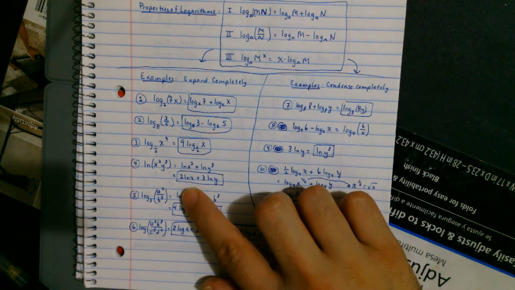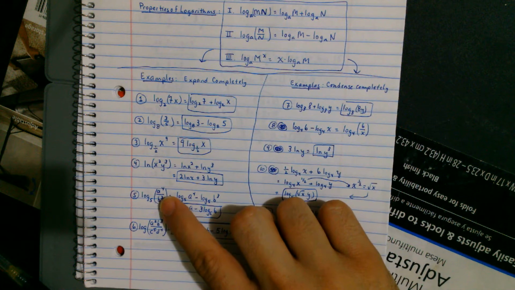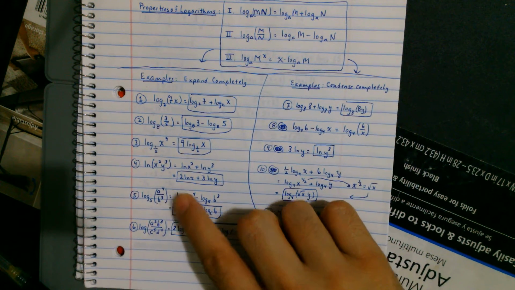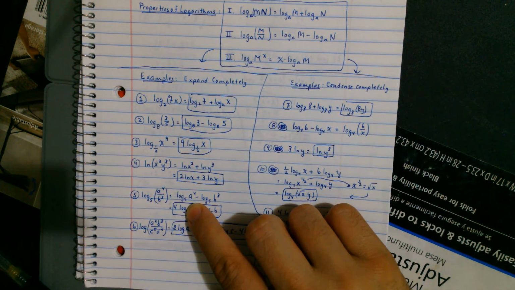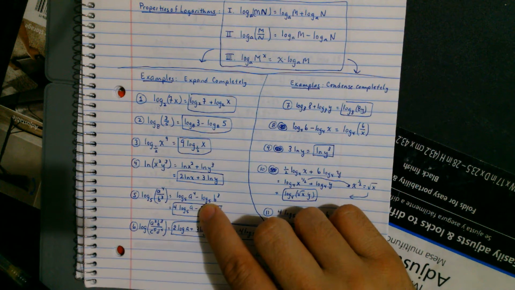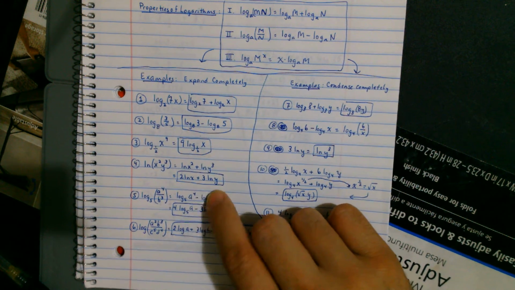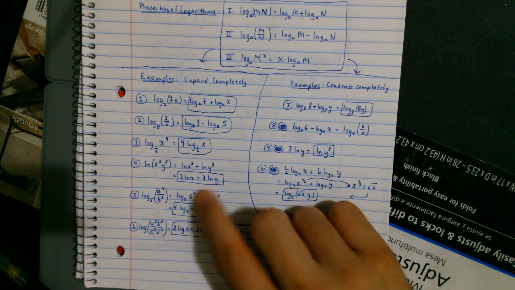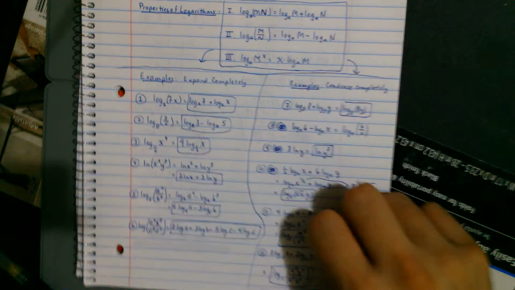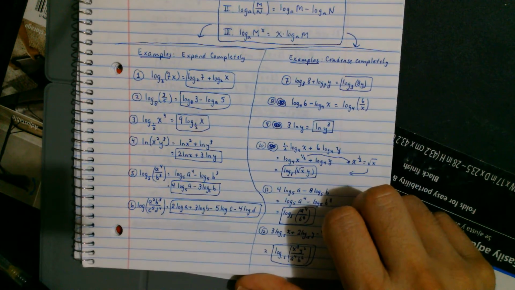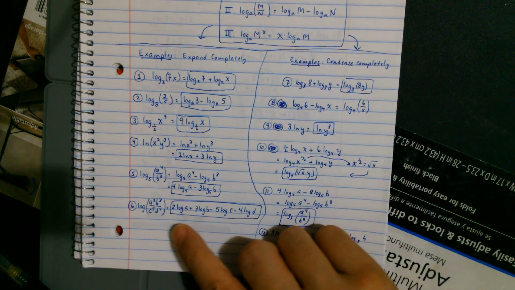Here I have the same thing as number 5, but essentially I'm dividing. So it's the top minus the bottom. Log base 5 of a to the 4 minus log base 5 of b to the third. But these are powers individually, so I put a 4 in front of this log, a 3 in front of this log, and I get my final answer. It's weird, but that's all you're doing. You're moving things around. You're not solving anything.